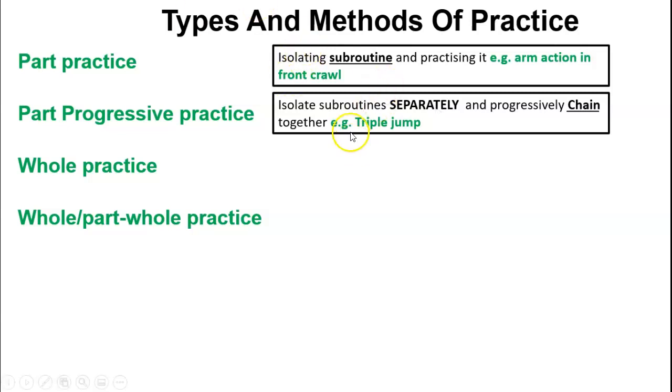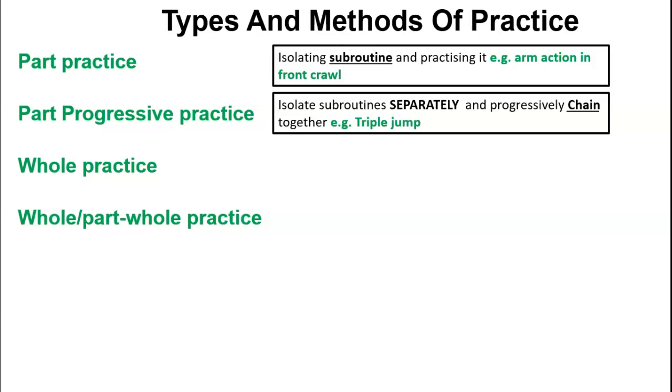So I'll put an example here for the triple jump, and I'm just going to talk you through how that would work. If we imagine a triple jump, you might start off by practicing your run. Okay, so you run up. After that you might, on your own, do 5 or 6 goes, just running up to your marker where you're going to take off for the triple jump. Second thing you practice on its own, you then isolate the hop.